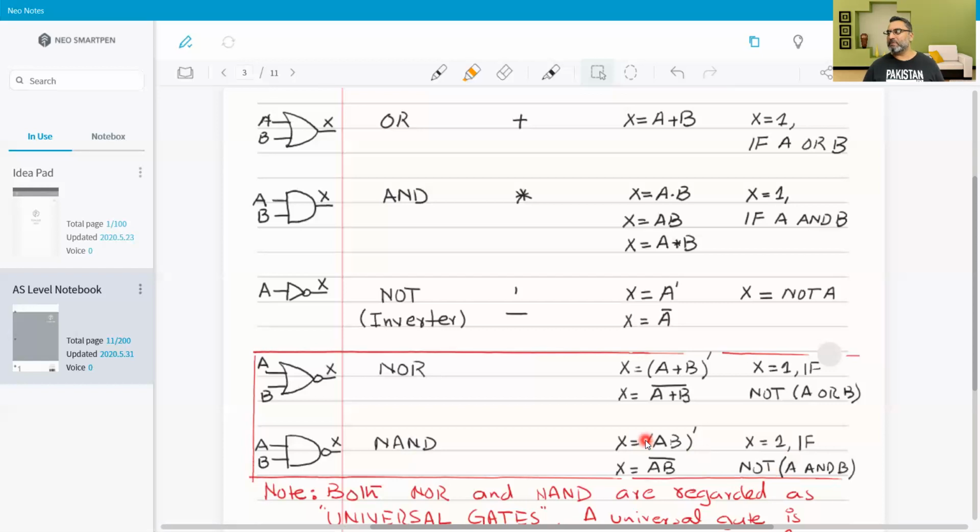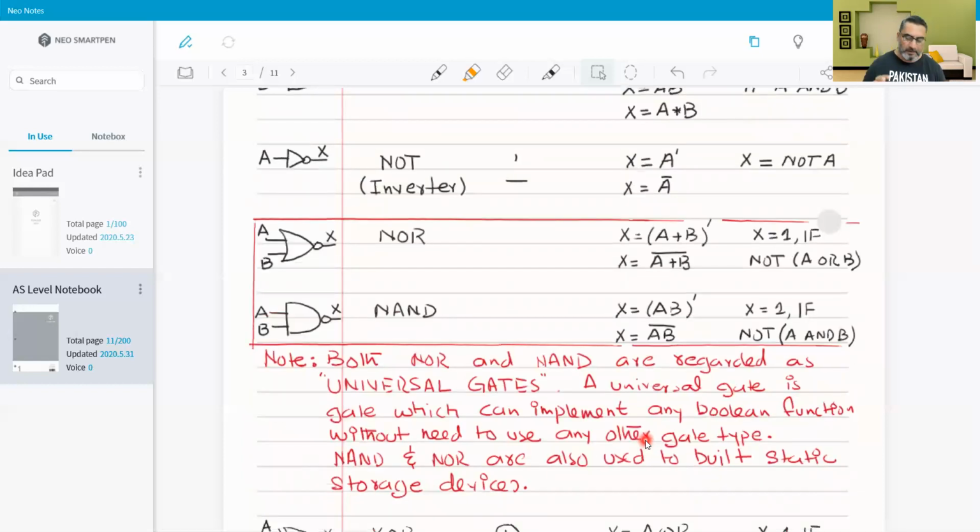That is very simple. Now the most important thing you need to remember is that these NOR and NAND gates are said to be universal gates. Why do we call them universal gates? Let's first discuss what a universal gate is. A universal gate is a gate that can implement any Boolean function without needing another type of gate.